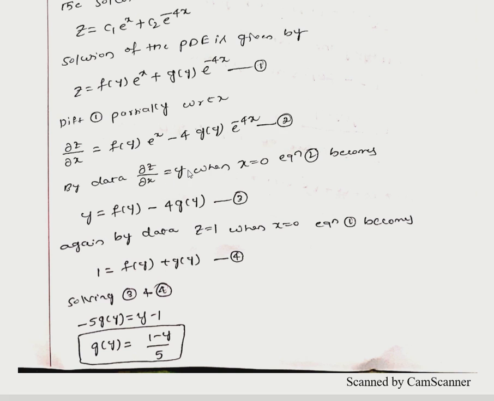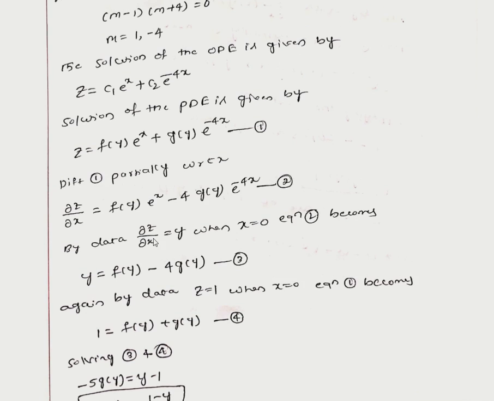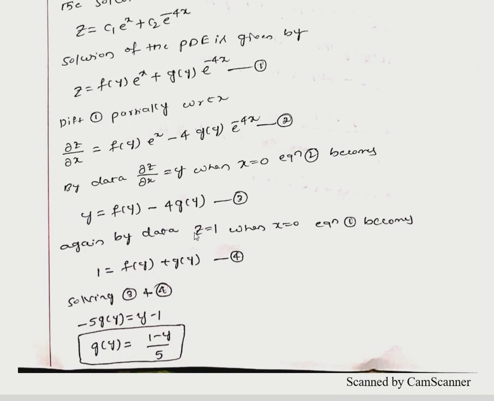By the data, ∂z/∂x is equal to y when x is equal to 0. Equation 2 becomes ∂z/∂x = y. That is equal to, x is 0, e^0 is 1, so 1 into f(y), minus 4 into 0, e^0 is 1, so 1 into minus 4 into g(y). Minus 4 g(y). Call this equation 3.